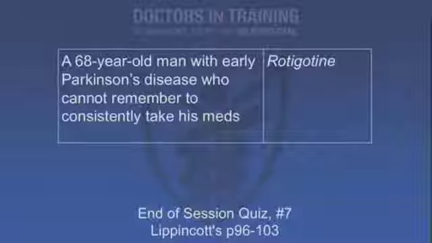All right, next question. Match the following clinical descriptions with the most appropriate therapeutic agent. We have rivastigmine, benztropine, amantadine, and rotigotine. The first one here, a 68-year-old man with early Parkinson's disease who cannot remember to consistently take his medications. Rotigotine would be the one because it comes in a transdermal patch, so it has a much more simple administration.